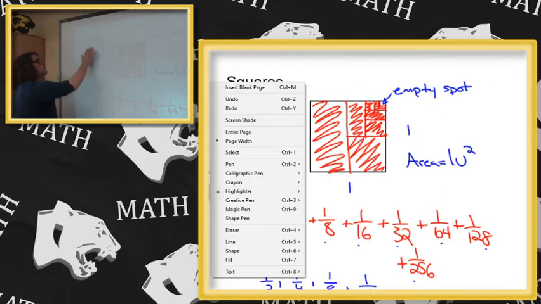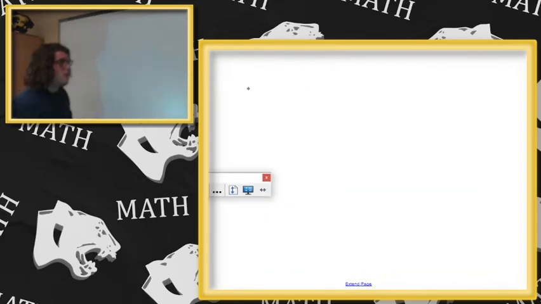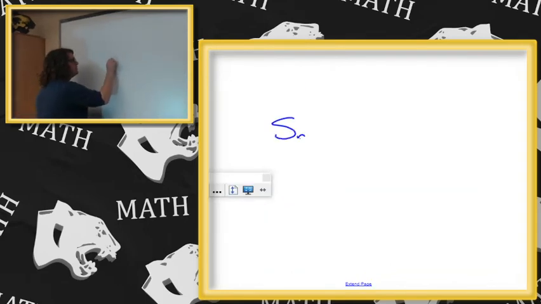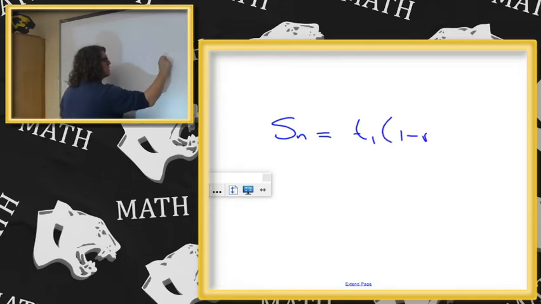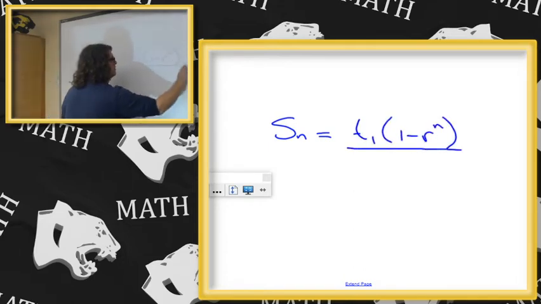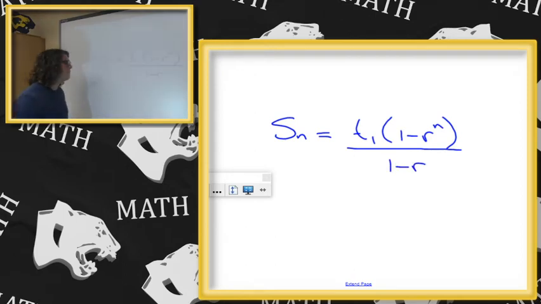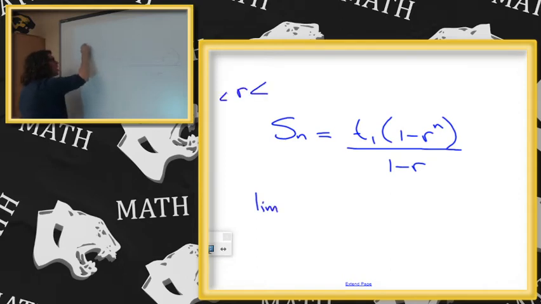Actually, I want to insert a little page here. So I'm going to write down the partial sum, generally, for any geometric series. So we would have T1 times 1 minus r to the n over 1 minus r. All right, so what we're going to do is I am going to say that our r is in between -1 and 1. And so if it's in between -1 and 1, then there's something I can guarantee when I take this limit as n approaches infinity.